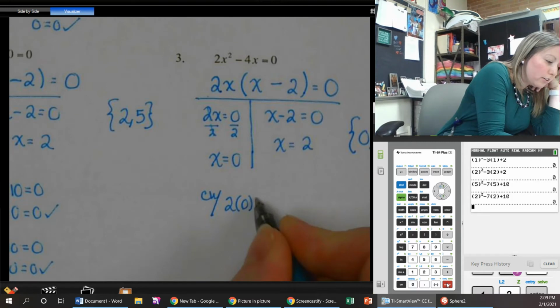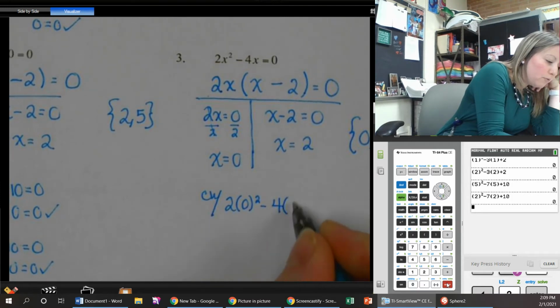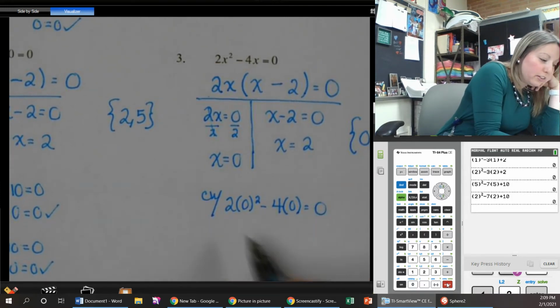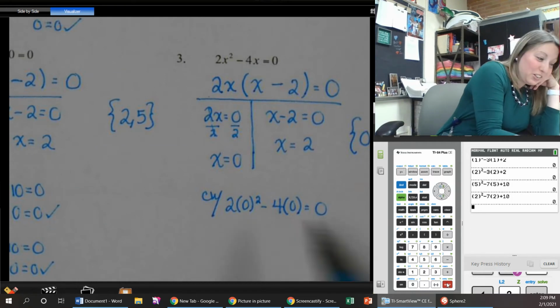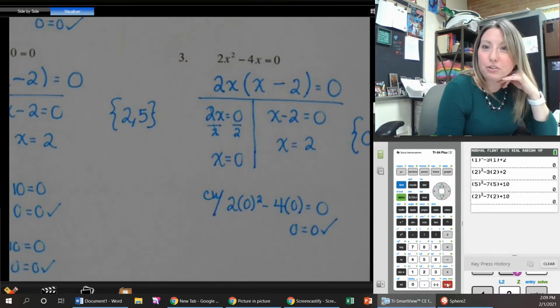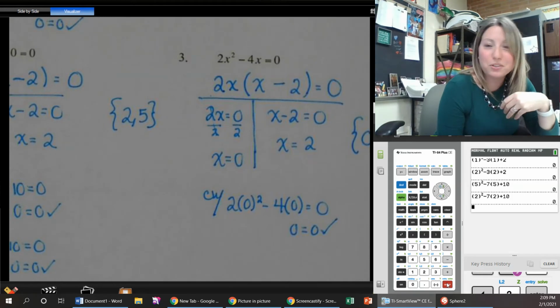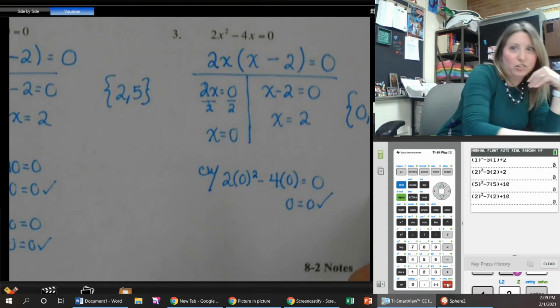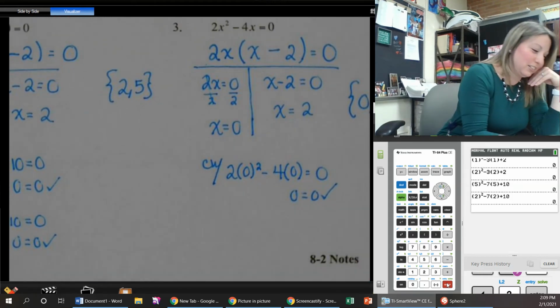And I'll start with checking 0. And the beauty of checking 0 is anything times 0 is 0. So I get 0 equals 0. Didn't even need my graphing calculator to do that math, right? Anything times 0 is 0. That's the zero product law that we're using.